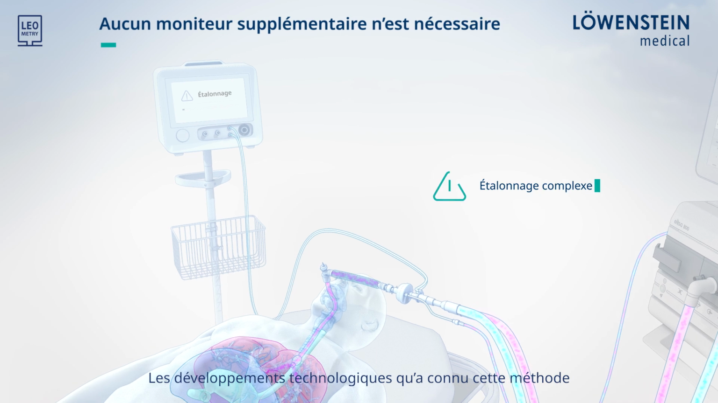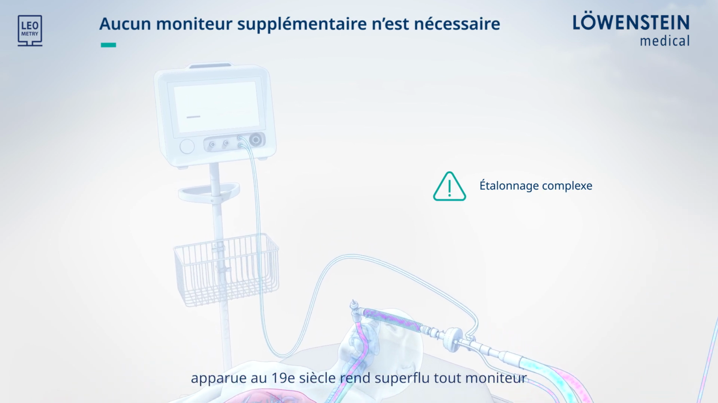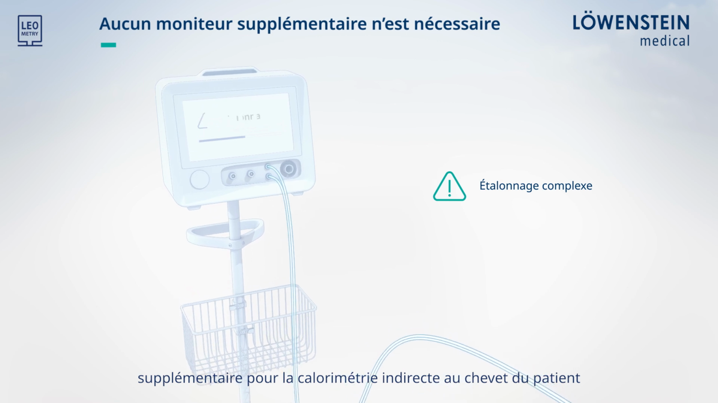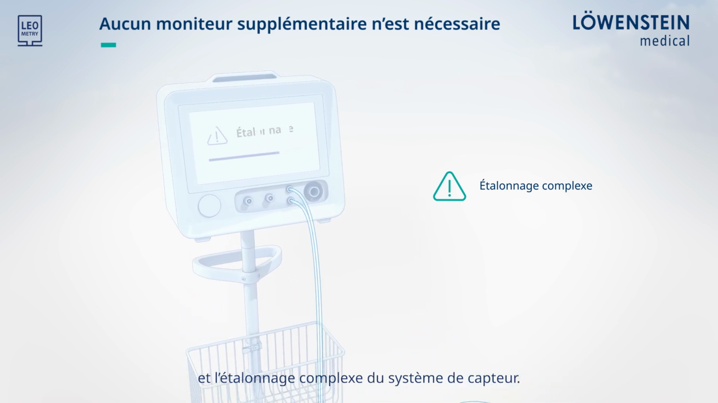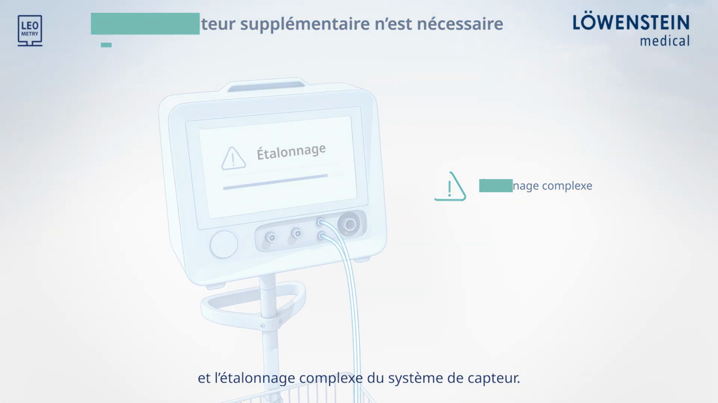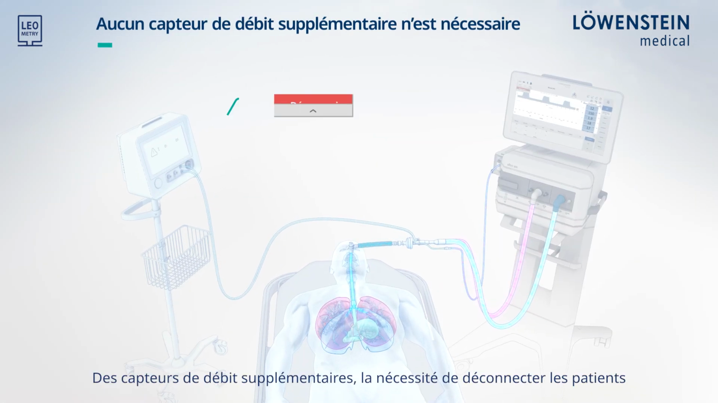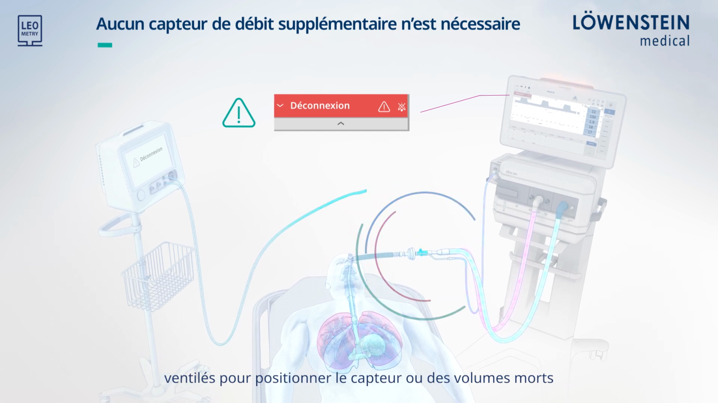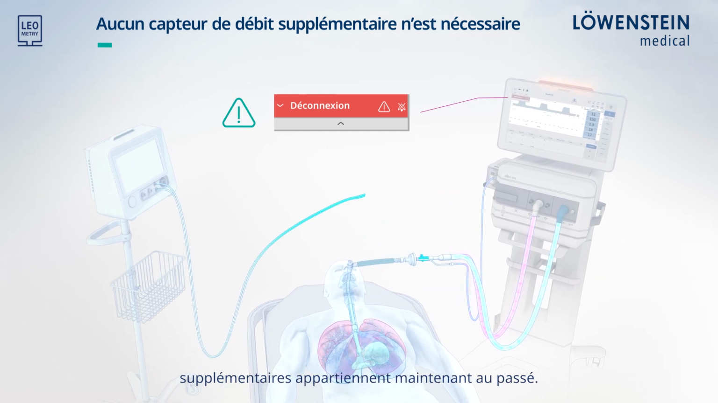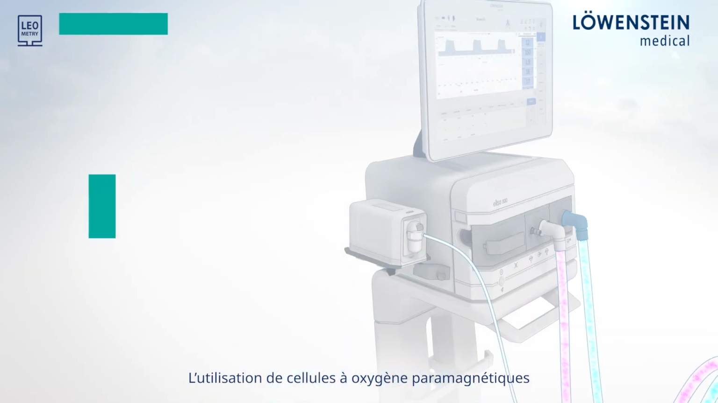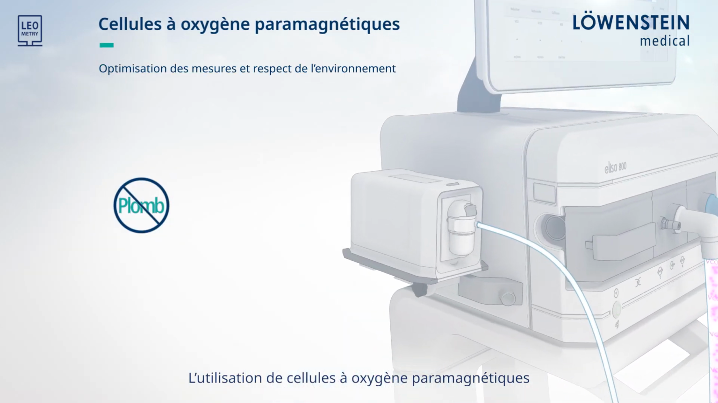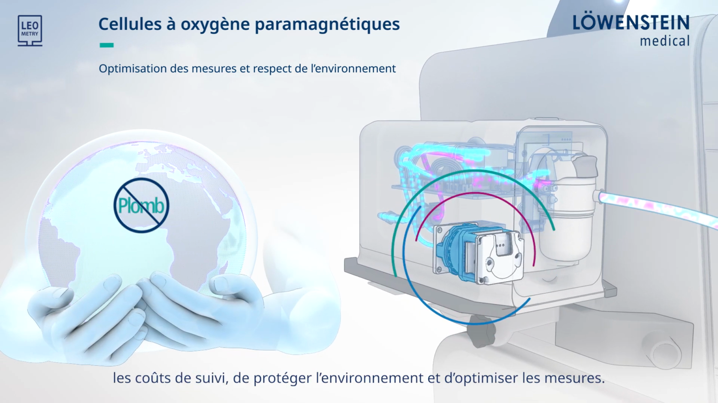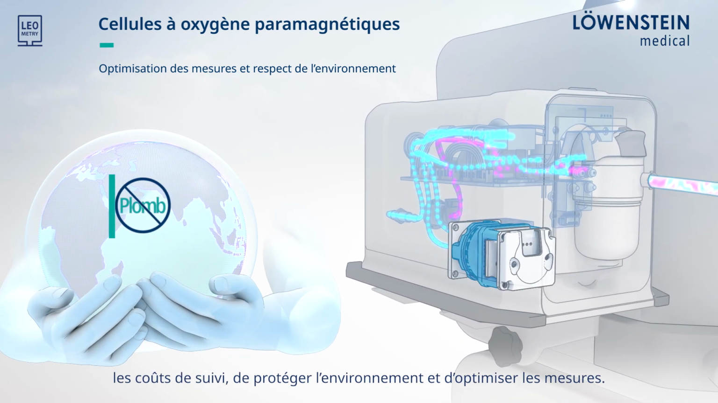The technological advancement of the method, which has been known since the 19th century, makes additional monitors for indirect calorimetry at the patient's bedside and any time-consuming calibration of the sensor technology superfluous. Additional flow sensors, the need to disconnect the ventilated patient to position the sensor, or additional dead space volume are a thing of the past. By using consumption-free paramagnetic instead of galvanic oxygen cells, follow-up costs are reduced, the environment is protected, and measurements are optimized.